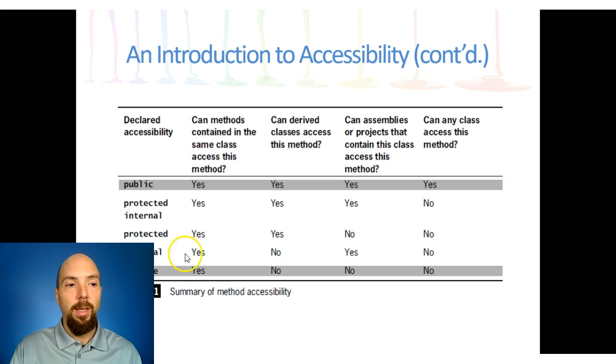Alright, so the answer to that is, if I declare these as public, it means that every other method can access this method. Any derived classes can actually interact with it. Any other assemblies, meaning if I have other programs, other classes, other objects, can those actually interact with it? And can any other class actually access it? Can they call it? So public is going to be your least restrictive one. Everybody is allowed to talk to this method.